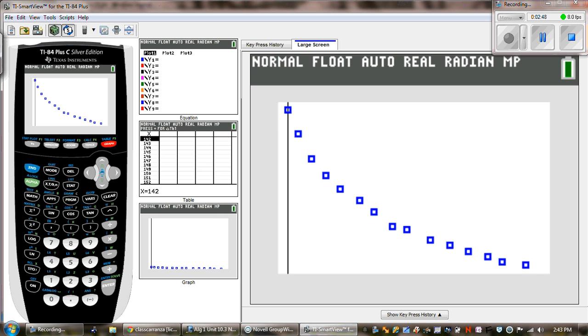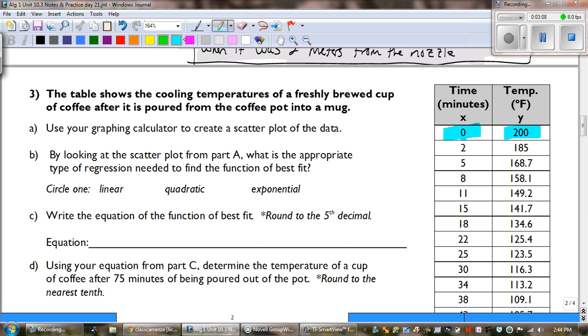And what do we have here? Well, I know it's not linear because it's got a curve to it, so it's either quadratic or exponential. Well, does it go back up? Is it a U-shaped or more of a J? Yeah, it's a J. So that means that we are looking at an exponential graph.